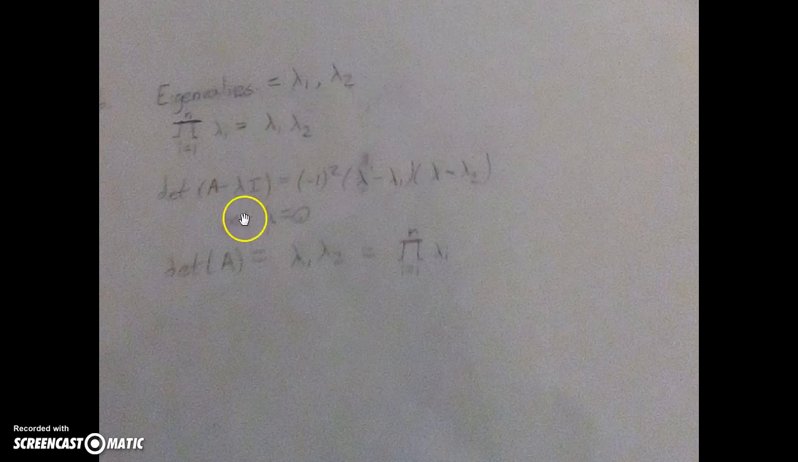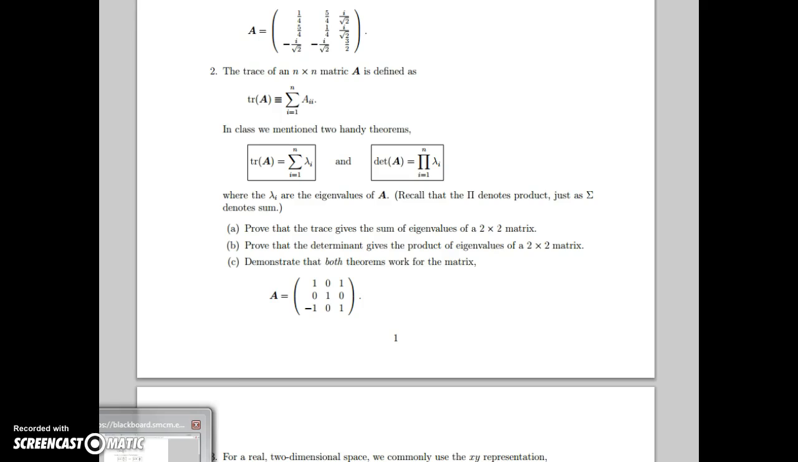And that gives you what we wanted to solve for. So the next part is we're using this 3 by 3 matrix and proving that both work. So first we want to find the sum of the diagonal, which is just 1 plus 1 plus 1, which is 3.